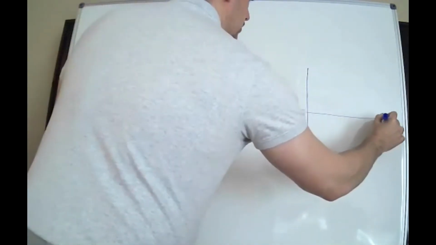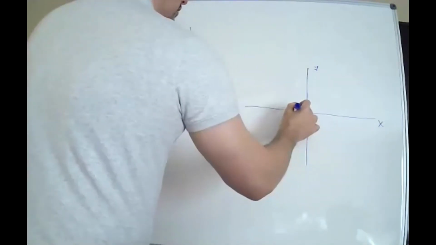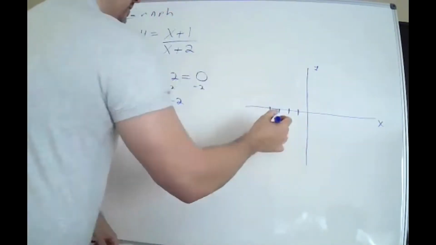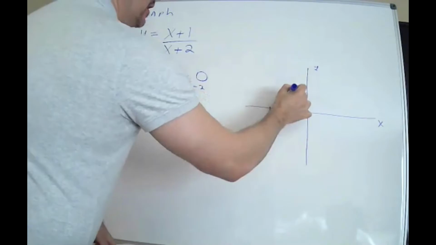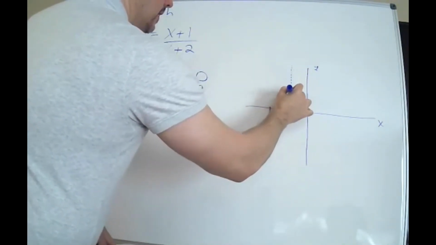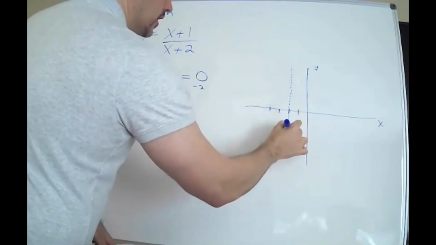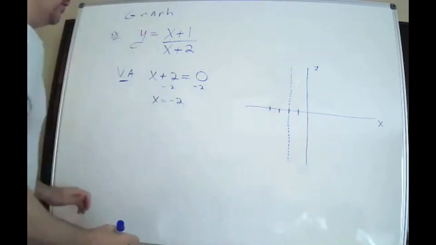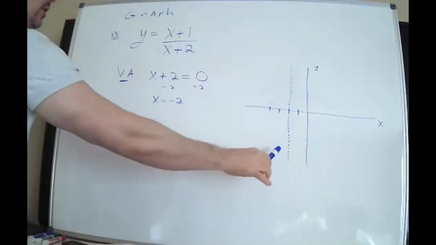In hindsight, I should have drawn my grid first. So 1, I'll make a couple tick marks. I'm going to have a vertical line. I don't know how well it's going to look, but I'll try. So this is the asymptote.